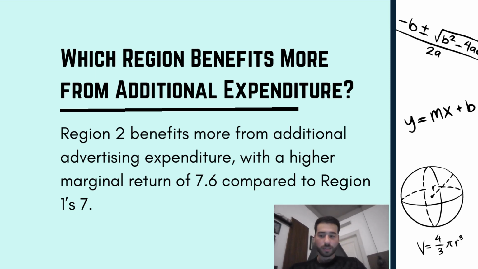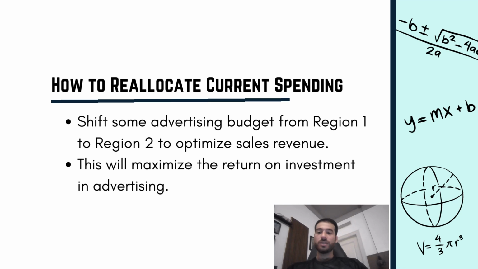Based on our analysis, additional advertising dollars should be spent in Region 2. This will maximize the company's sales revenue because the marginal return is higher in Region 2. Each extra dollar spent there generates more sales than in Region 1. In addition to spending more in Region 2, the company should also consider reallocating some of its current advertising budget. By moving money from Region 1 to Region 2, the company can optimize its overall sales revenue. Since Region 2 is more effective, it makes sense to shift some of the funds there.